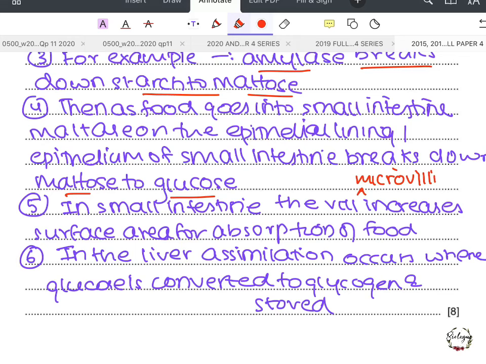And in the liver, what happens then? The last stage of the entire process is assimilation, apart from egestion, obviously, because here they're asking you only till assimilation. You're going to talk about assimilation as the last part. Assimilation happens in the liver, where the glucose is converted into glycogen and stored for future use. This future use could be, let's say, in case the blood sugar level goes down, then the glycogen is converted to glucose by secretion of glucagon. That's the hormone.